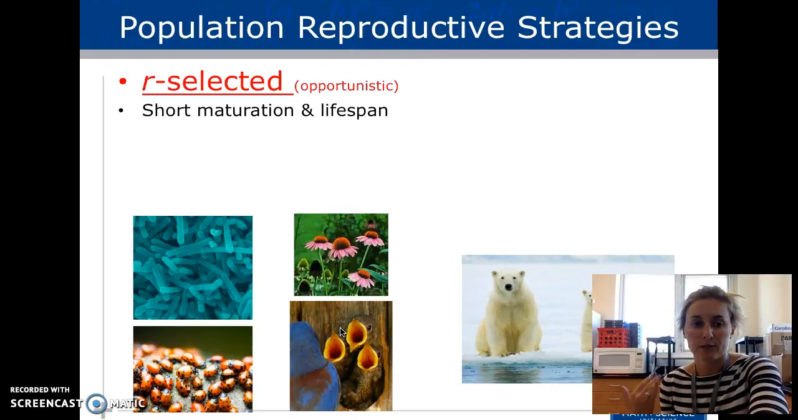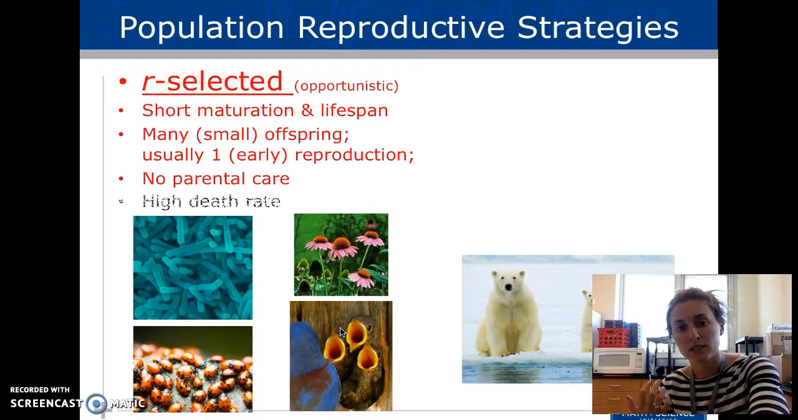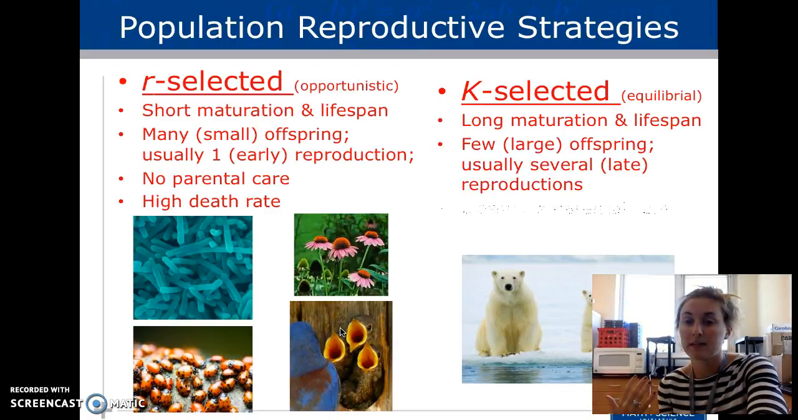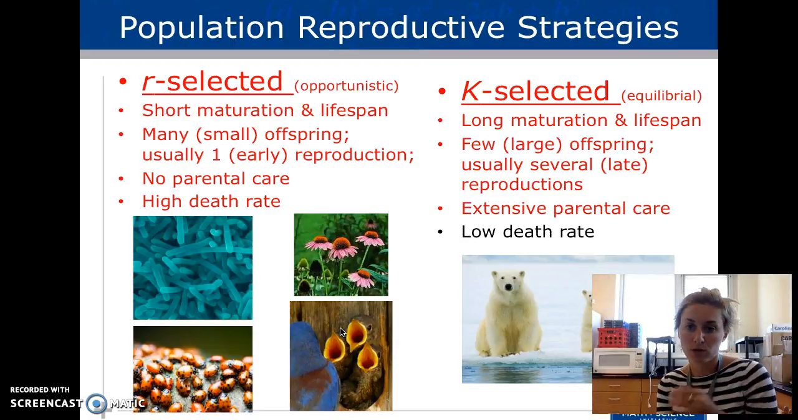Population reproductive strategy. So there's two main organisms, or groups of organisms, I should say, that kind of dictate how a population will grow.